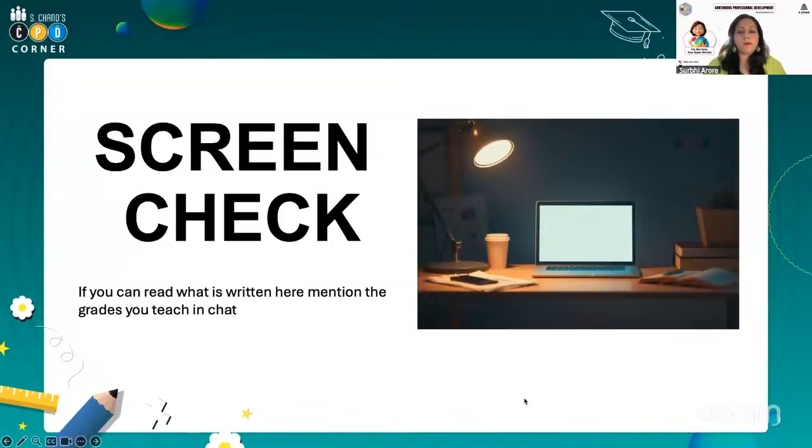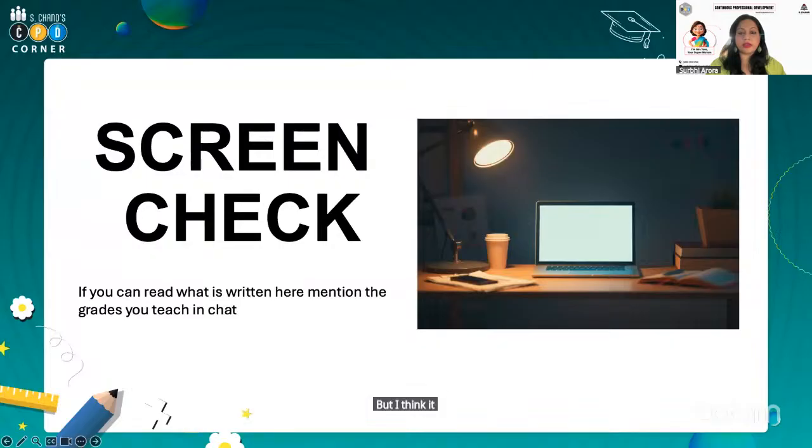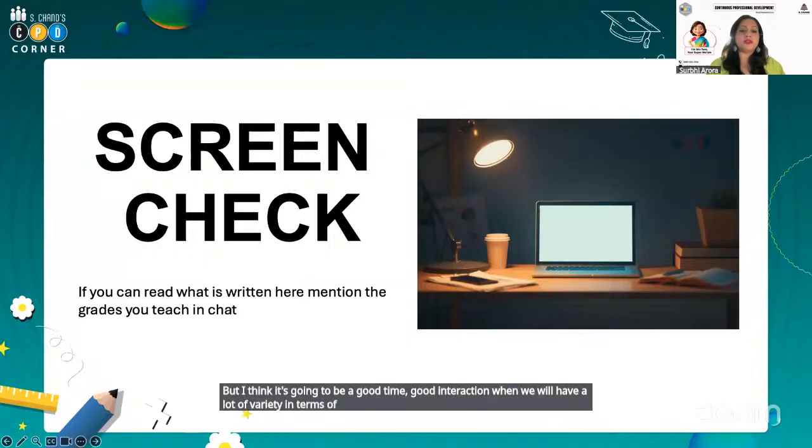So let's see. Yes, thank you, Nimishi. I want to do a quick check. Suma, great. Srujana, Nitya, nice. So we have teachers from various fields. That's great. Coming in. Kanisha, Pradeep, Balan. Great. So I have Suman. So I have teachers from foundational till grade 12. That's pretty great. And I think it's going to be a good time, good interaction when we will have a lot of variety in terms of ideas coming up in the session today because of the different levels of grades that we are going to talk about.